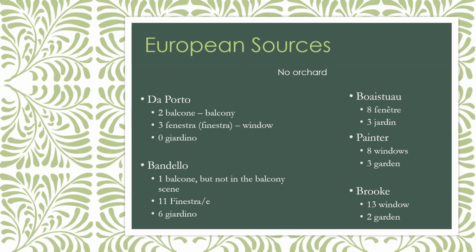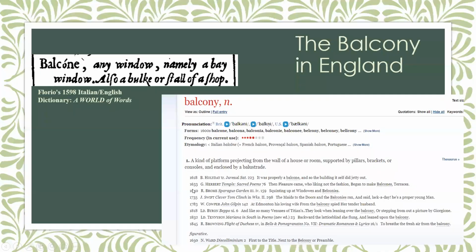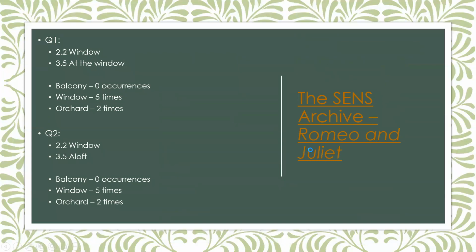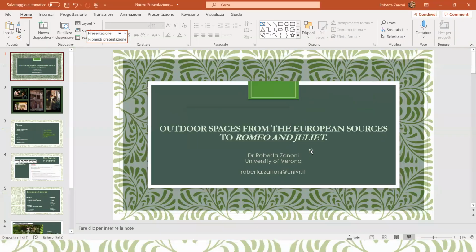Obviously, it's not enough to say that Shakespeare had read or come into contact with the Porto. But it is interesting to see how the depiction of this scene could be linked with the source, one of the sources of Romeo and Juliet. We have to say that the balcony is present also in Bandello, but it's a different balcony scene. So let's see what I'm talking about.